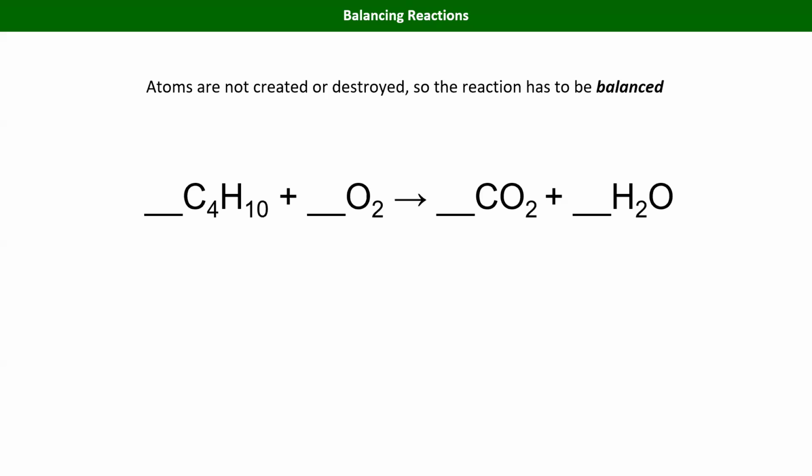How many waters can we make? 5, right? Because every water has 2 hydrogens, and we've got 10 hydrogens to work with. Cool. Now we balance our carbons and our hydrogens, which is what we want. In order for any of these to really work, we need to be ending with the same number of atoms we started with. Okay?